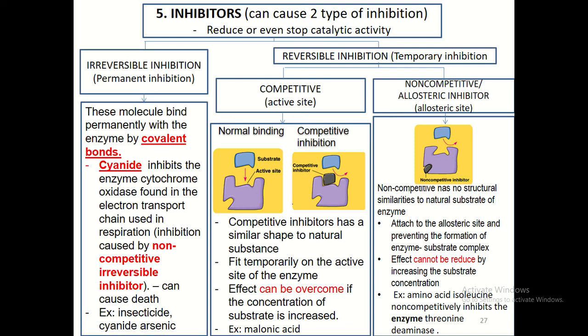Irreversible inhibition is an inhibition where the inhibitor will bind to the active site of the enzyme so that the substrate cannot bind with the enzyme, and the binding between the irreversible inhibitor and the enzyme is by strong bond. When they are held together by a strong bond, the inhibitor cannot detach from the enzyme, thus causing the enzyme to denature and of course stop the catalytic activity.